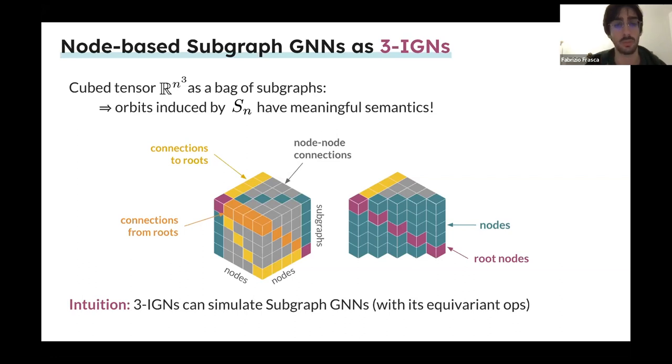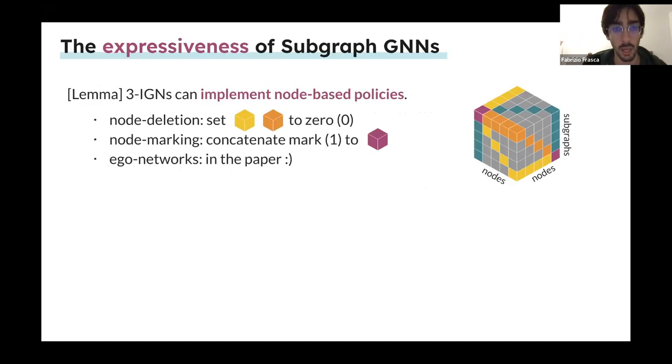So this is what we try to do. We try to use these pooling and broadcasting operations to recover, on one hand, subgraph selection policies, which is the first step in a subgraph GNN architecture, the first module. On the other hand, we wanted to simulate the functioning of the subgraph GNN encoders, which process these bags.